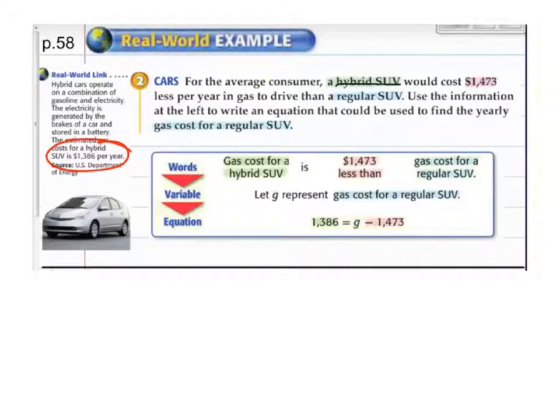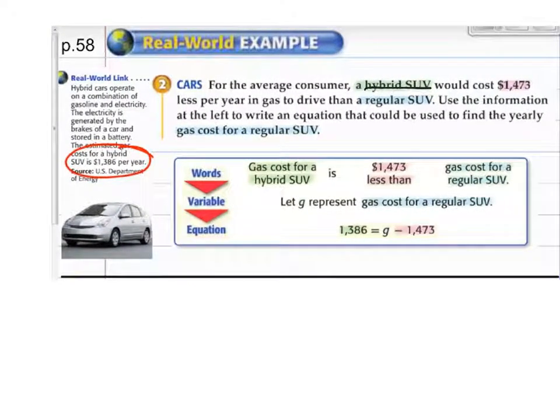Then looking over here on the side, like the question told us, it says hybrid cars operate on a combination of gasoline and electricity. The electricity is generated by the brakes of a car and stored in a battery. The estimated cost for a hybrid SUV is $1,386 per year, or the estimated gas costs. So we are going to have our variable. We're going to let G represent the gas cost for a regular SUV.